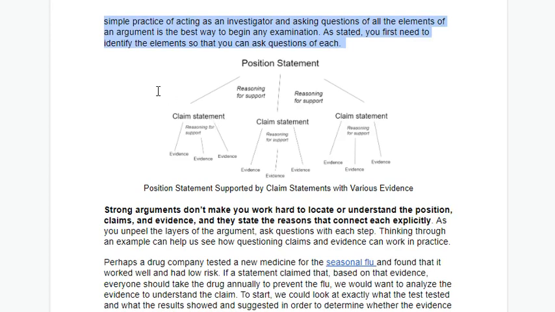This figure shows a breakdown of the flow of research, starting with position statement, going into reasoning for support, which leads into claim statements. And then under those claim statements, you have more reasoning for support and evidence. And keep in mind there can be multiple claim statements for each position statement and multiple reasonings for support as well.